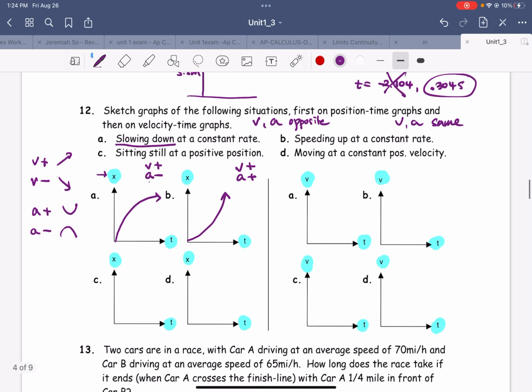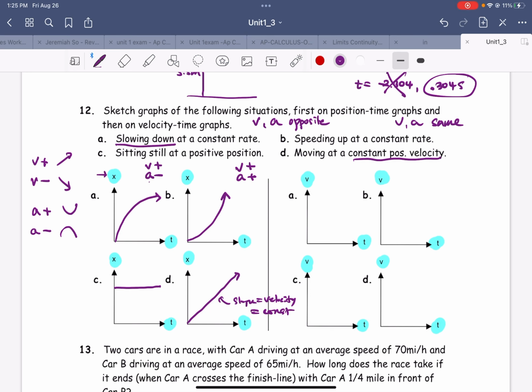Now C, sitting still. Sitting still means it's not moving at all. So it should be just this way. Your position is not going to change. D, moving at a constant positive velocity. So it keeps going up, but with a constant velocity, so your slope is always the same, like that. You see that the slope is the velocity, which is a constant, some positive constant.